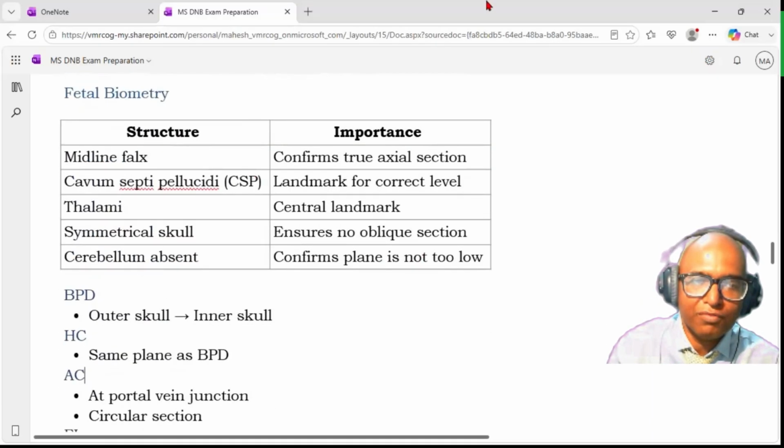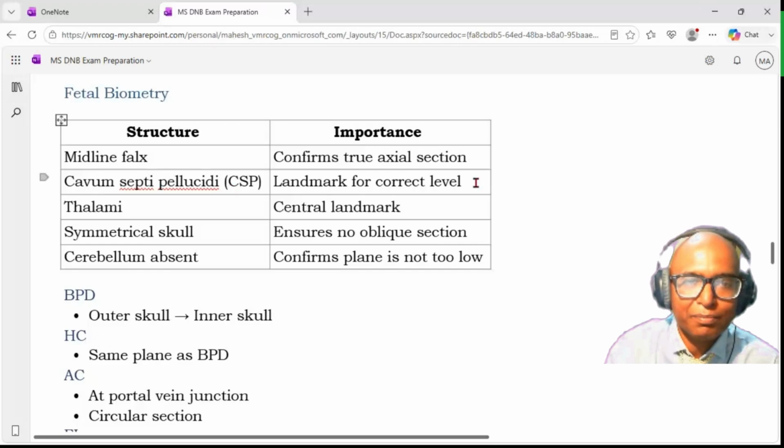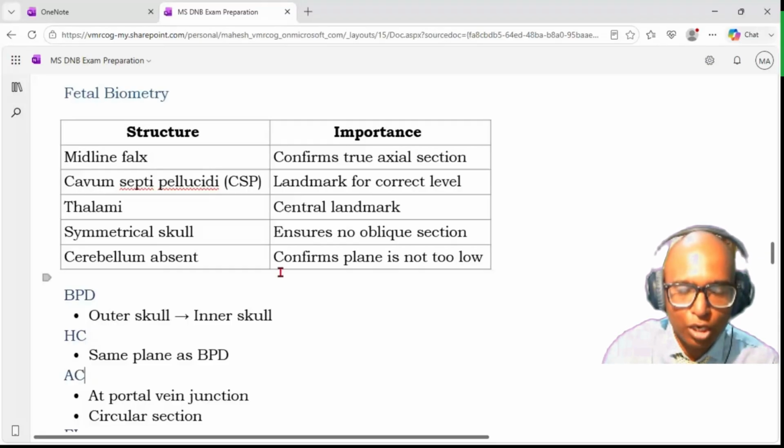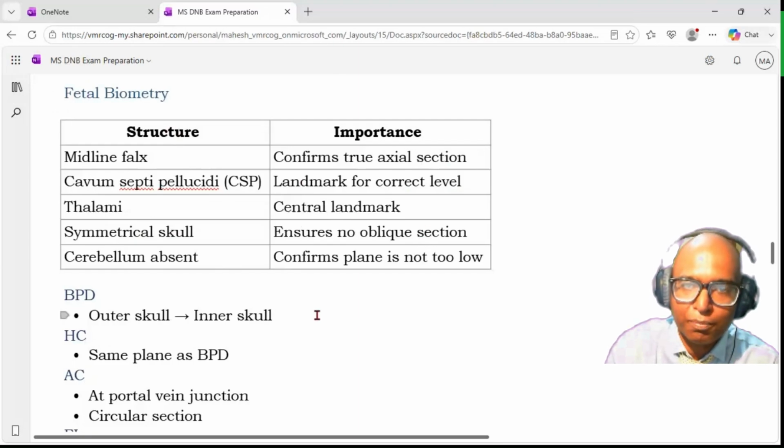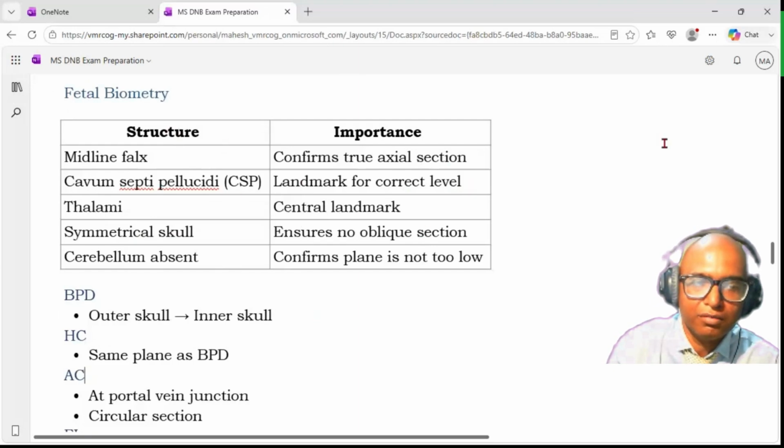Okay, so these are the features of the plane which we are going to use. You should be able to see the midline falx, you should be able to see the cavum septi pellucidi, you should be able to see the thalami, and it should be symmetrical in nature, and cerebellum should not be seen. Okay, so if we are getting cerebellum, then it is not the appropriate plane. Midline falx, if you can see, will confirm that it is a true axial section. Cavum septi pellucidi will tell you that the landmark for correct level is there. Then thalami is the central landmark, and if you can see the skull as a symmetrical structure, that will ensure that it is not an oblique section. So you should be able to see a proper skull, not an oblique view.